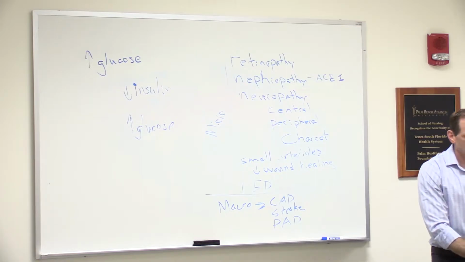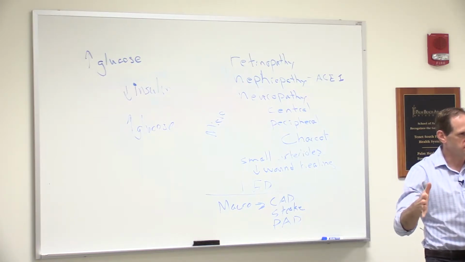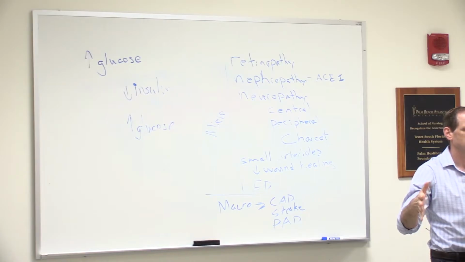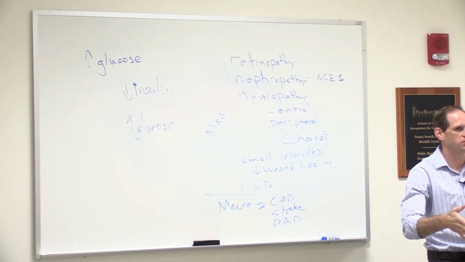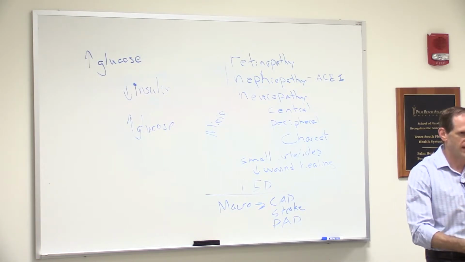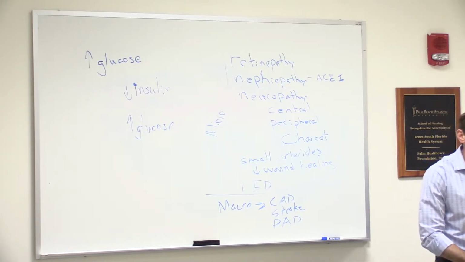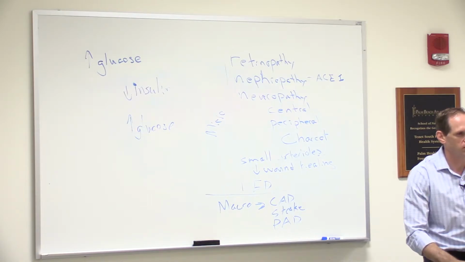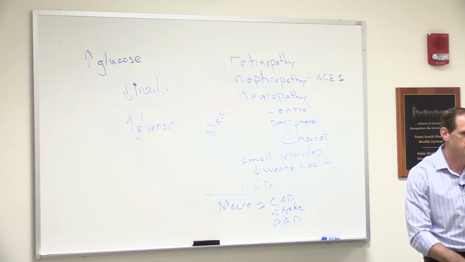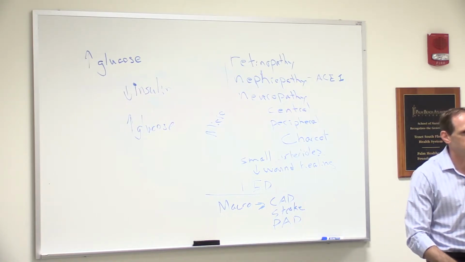Okay, so you've got the acute symptoms, the 3 polys, and you've got the long-term complications over years upon years, the macrovascular and the microvascular versions. We will drop off here, and next time we'll pick up with a little bit more detail about insulin resistance, and we'll also talk about all of the treatments.